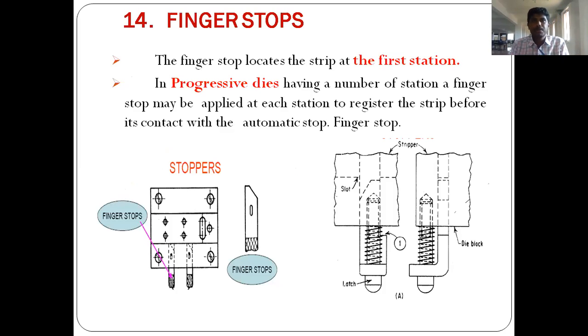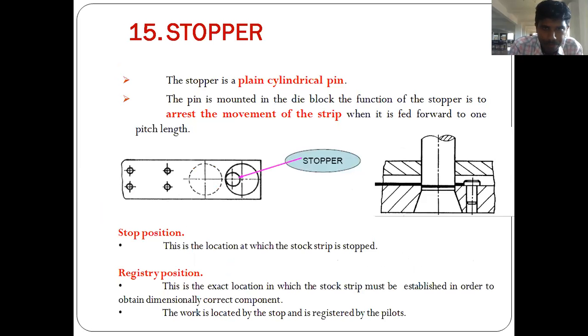Next is finger stops. As the name indicates, a finger stop stops the movement of the strip. It is usually used in progressive dies, as a progressive die consists of so many stations. To stop the strip at every station to carry out the operation, you are going to use finger stops.